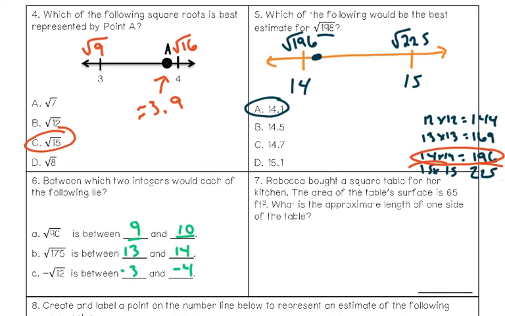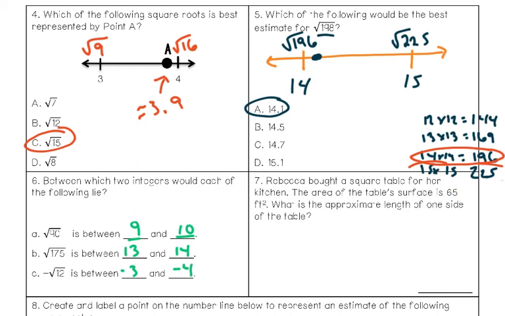So number 7 is probably the hardest one on this page. It's a word problem. It says Rebecca bought a square table for her kitchen. So anytime you see anything about squares in math, now in 8th grade and up, they're going to start asking you to find the square root or square the number. The area of the table surface is 65 feet squared. What's feet squared mean? It means it's already been done. It means this is the area.